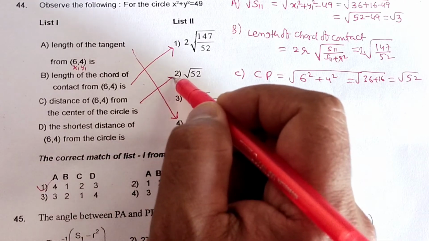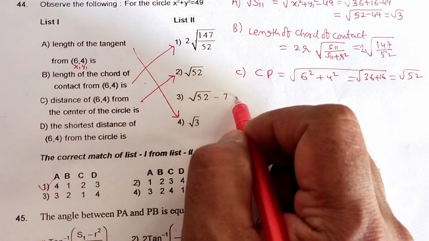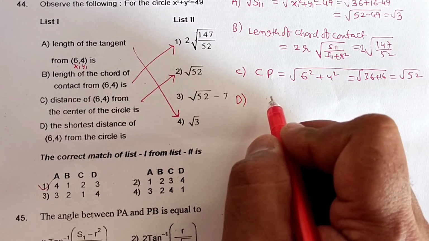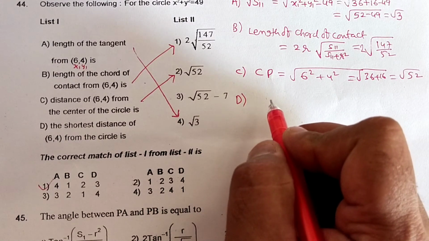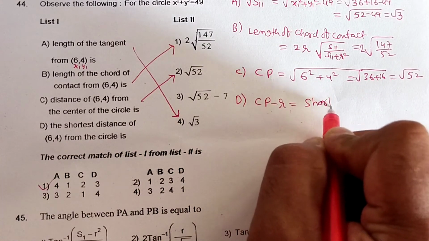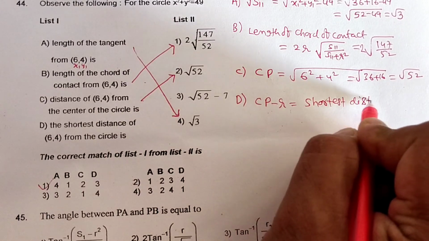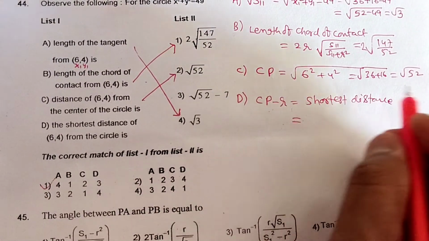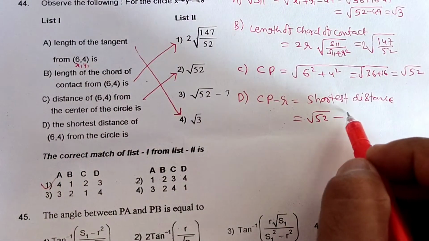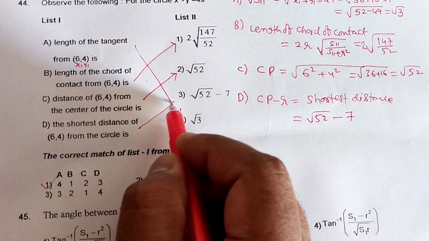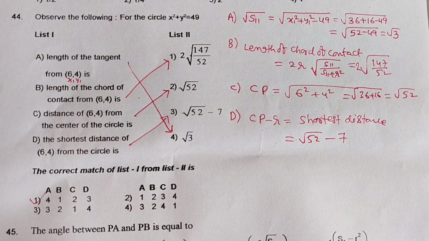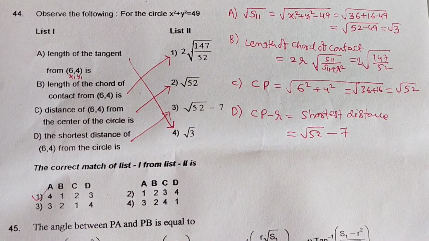This is the second option. And the shortest distance. This we also discussed in the previous sessions in the circle videos. Dear students, once you go through my circle videos. Shortest distance means CP minus R is called the shortest distance. So what is CP? The CP value we got as root 52 minus R, the radius of the circle, 7 square, no, 7. So root 52 minus 7. So the third option is there. So the first option is the right option for this question. We'll move to the next question now.